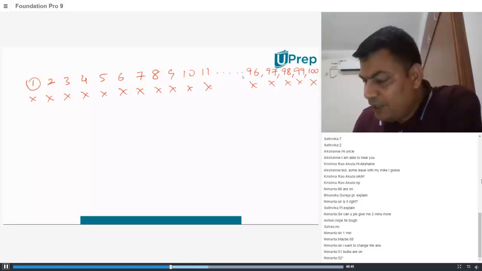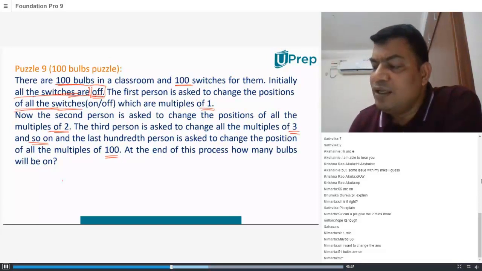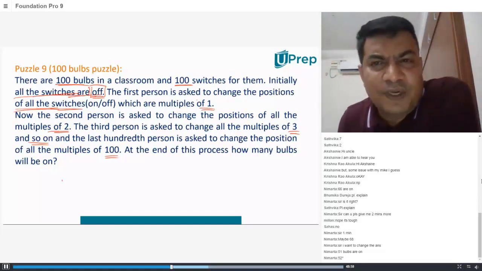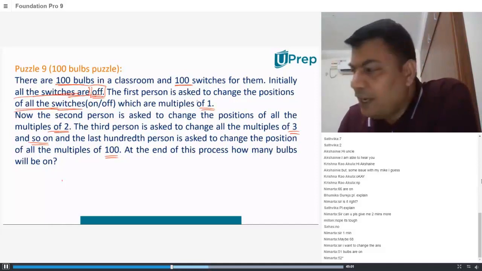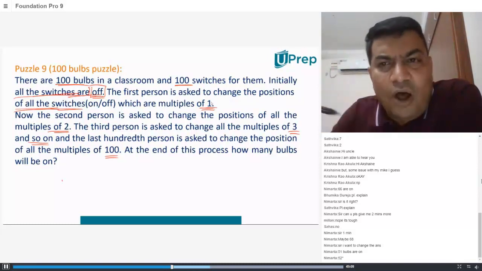Now, what did he tell you in the question? Let's go back to the question. He says 100 switches. Initially, all the switches are off. The first person is asked to change the position of all the switches which are multiples of 1. So the first person, what will he do? What are the multiples of 1? 1 1 is 1, 1 2s are 2, 1 3s are 3. Multiples of 1 means all the numbers.